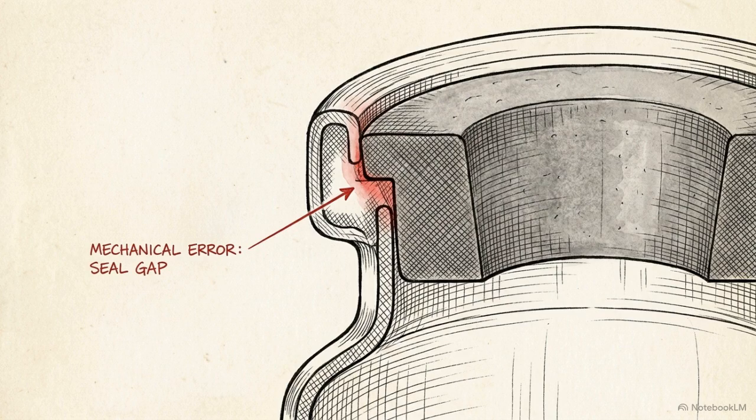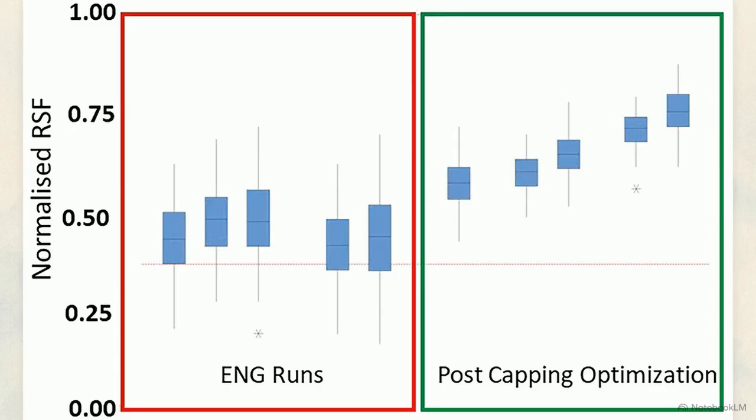These box plots compare residual seal force measurements. On the left, engineering runs fall dangerously below the red target threshold, indicating weak capping parameters. On the right, after machinery adjustments, the seal force is pushed cleanly above the target line, securing vial integrity.